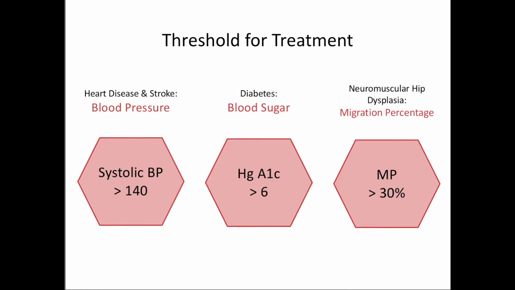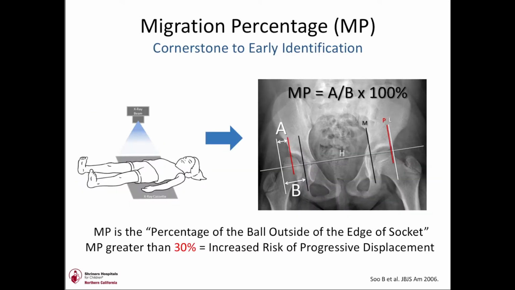For neuromuscular hip dysplasia, a migration percentage over 30% correlates to a higher risk of subsequent displacement. The migration percentage is the cornerstone to early identification. It is the percentage of the ball that is outside of the socket. And a migration percentage greater than 30% leads to an increased risk of progressive displacement over time.